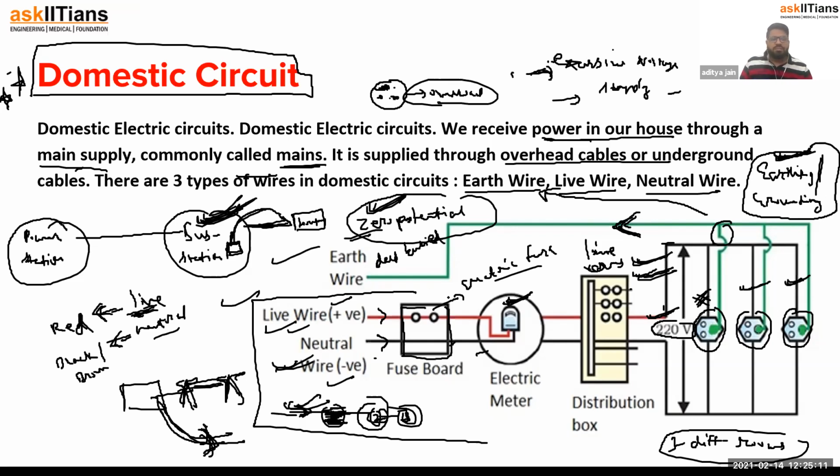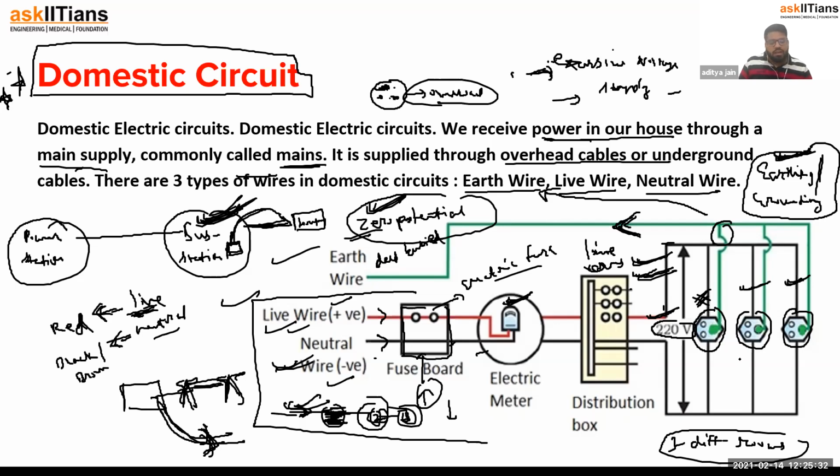Fuse wire is again the same case. I have explained two words there, overload and short circuit, so I think the two words are clear. What actually are the overload condition and short circuit condition? In case of overloading and short circuiting, the temperature of this fuse wire increases due to the heating effect of current, and it melts. It melts and breaks the circuit so that the circuit is saved.